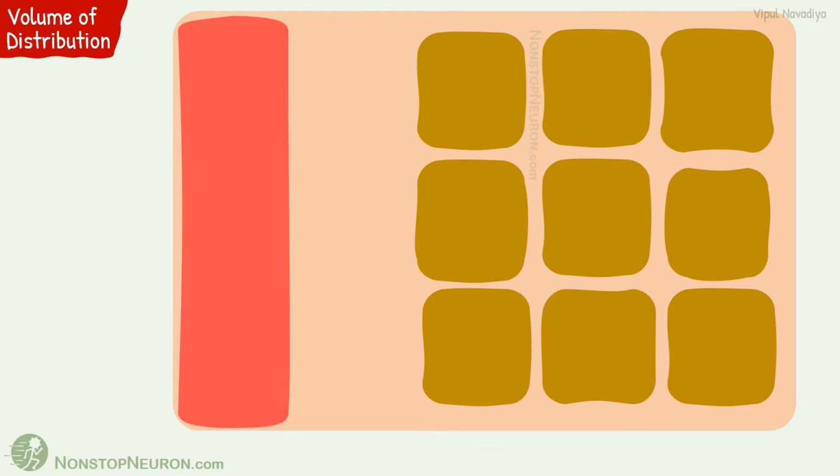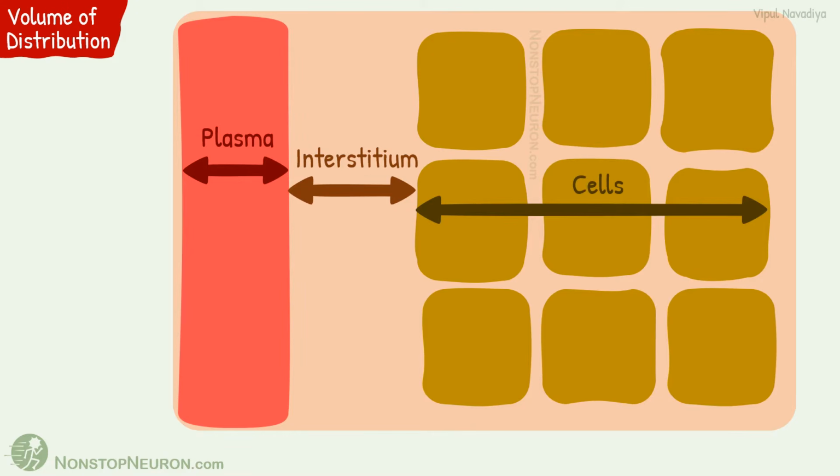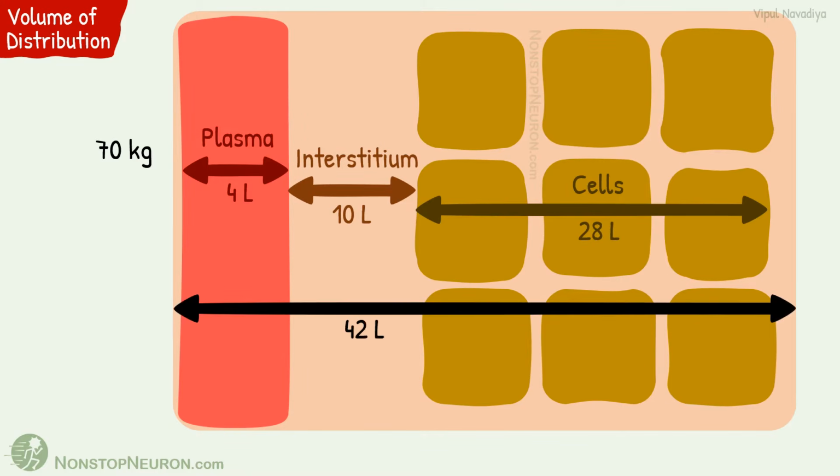This is a simplified diagram of the body showing all the compartments. This is plasma in blood vessels. It is considered the central compartment. This is interstitium. And these are cells. In a healthy adult person of 70 kg weight, plasma volume is about 4 liters, interstitial volume is about 10 liters, and intracellular volume is about 28 liters. Thus the total volume is about 42 liters.